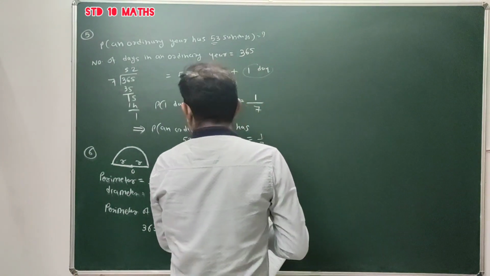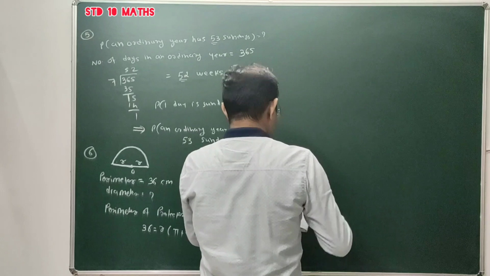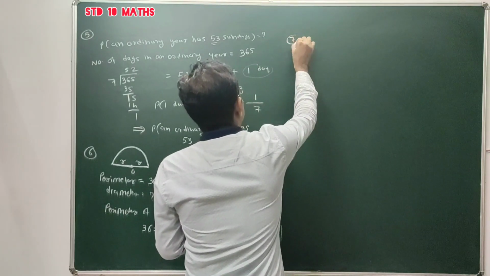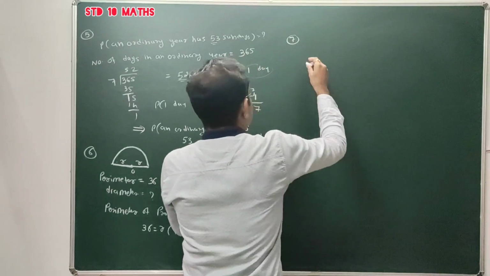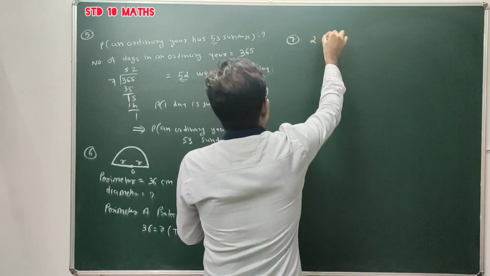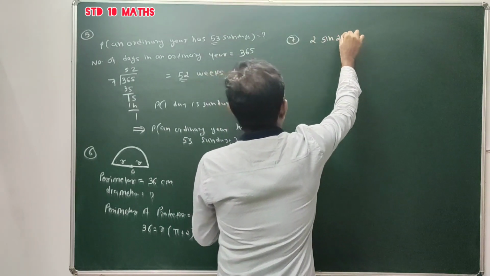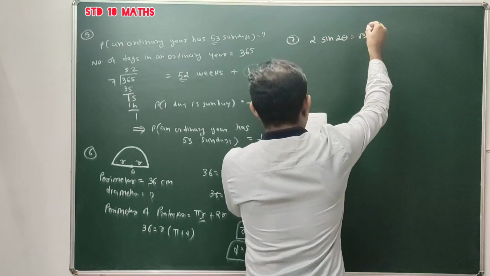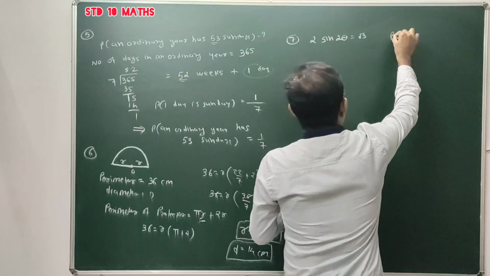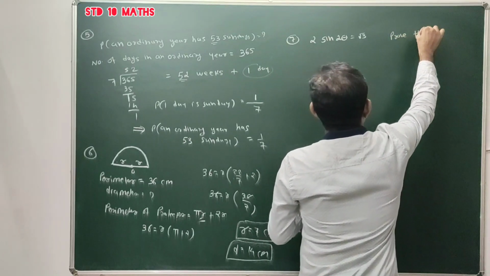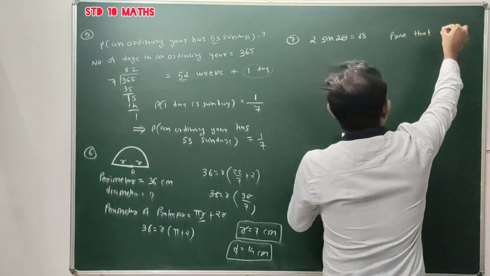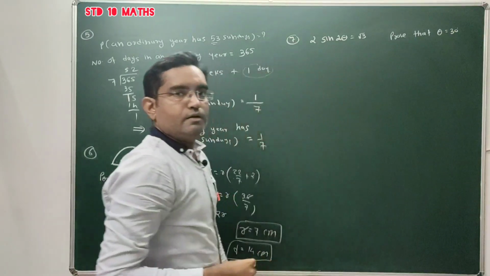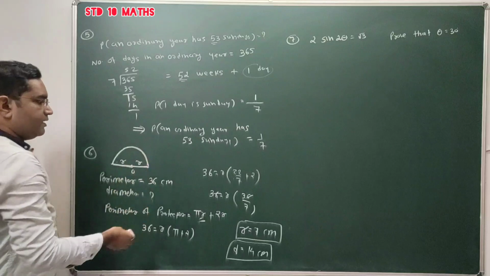Now for this question number 7, we are given that 2 sin 2 theta equal to root 3. Then prove that theta equal to 30 degree. This may be asked in 2 marks. Done.